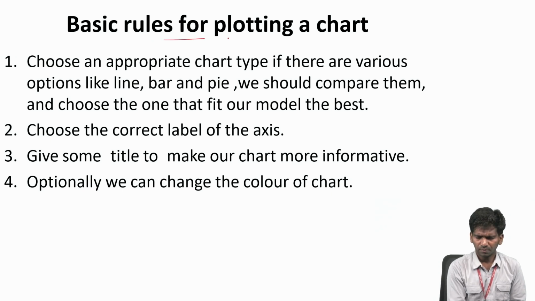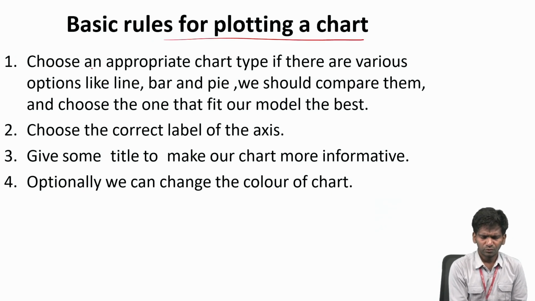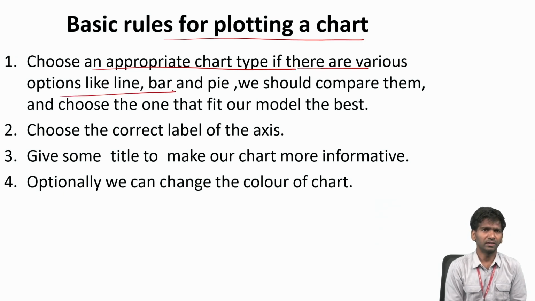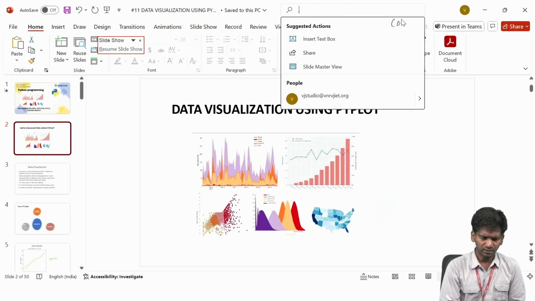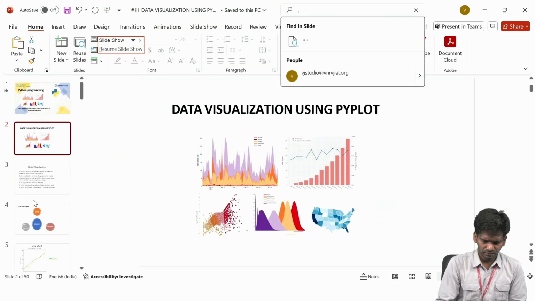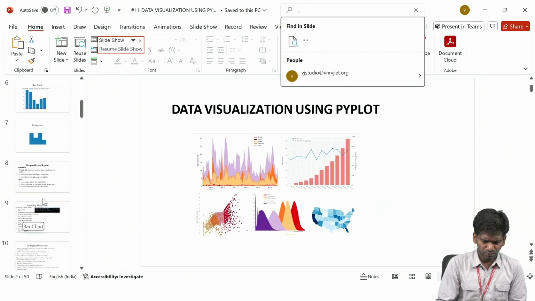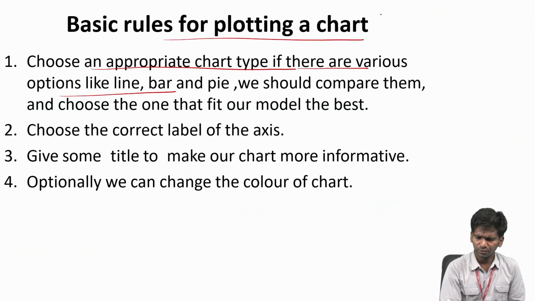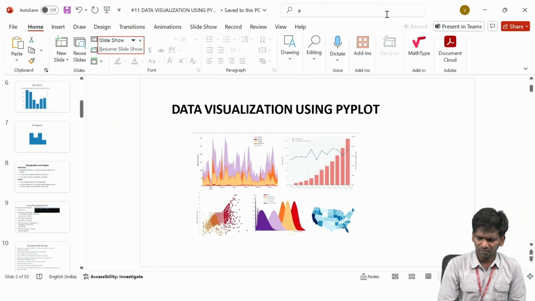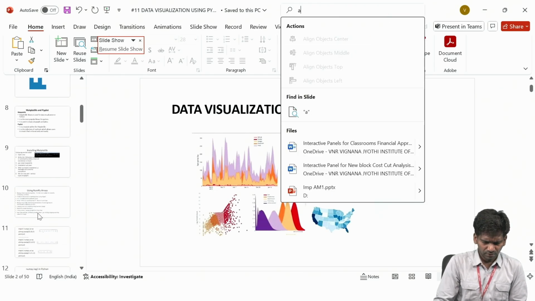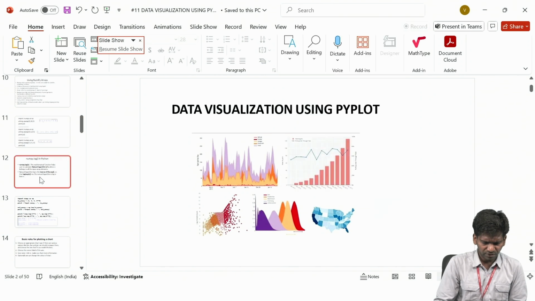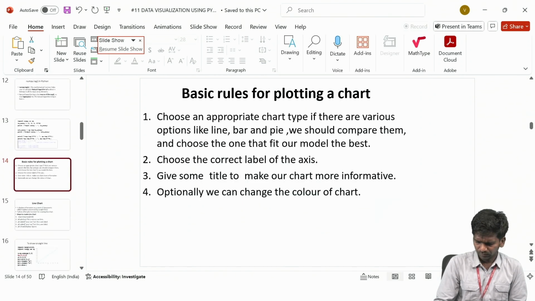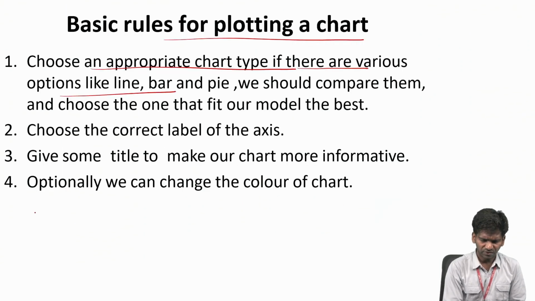Basic rules for plotting a chart. We need to choose an appropriate chart type if there are various options like line, bar and pie. The data is in different forms, right? Categorical format and numerical format. So if it is categorical format, what do we need to do? If it is numerical format, what do we need to do? We need to remember what kind of graphs we need to use.